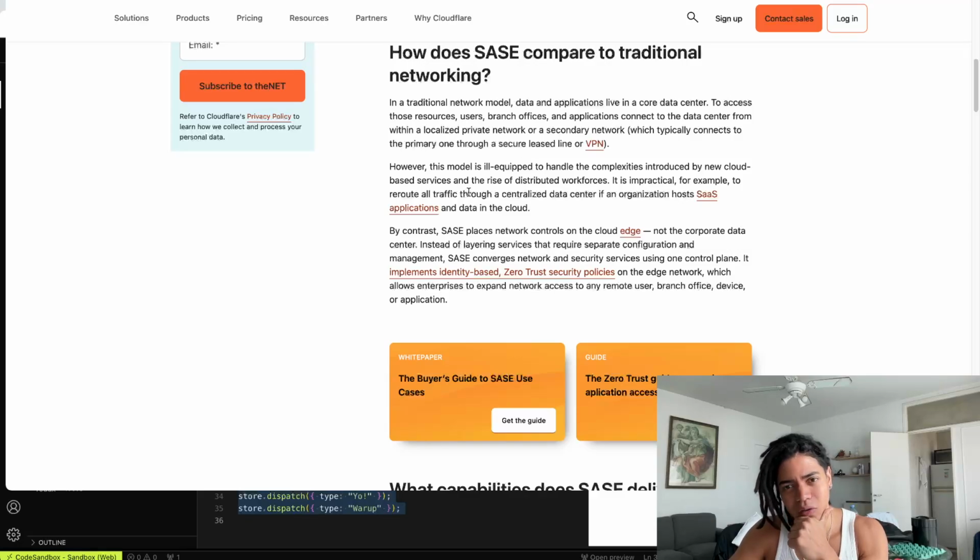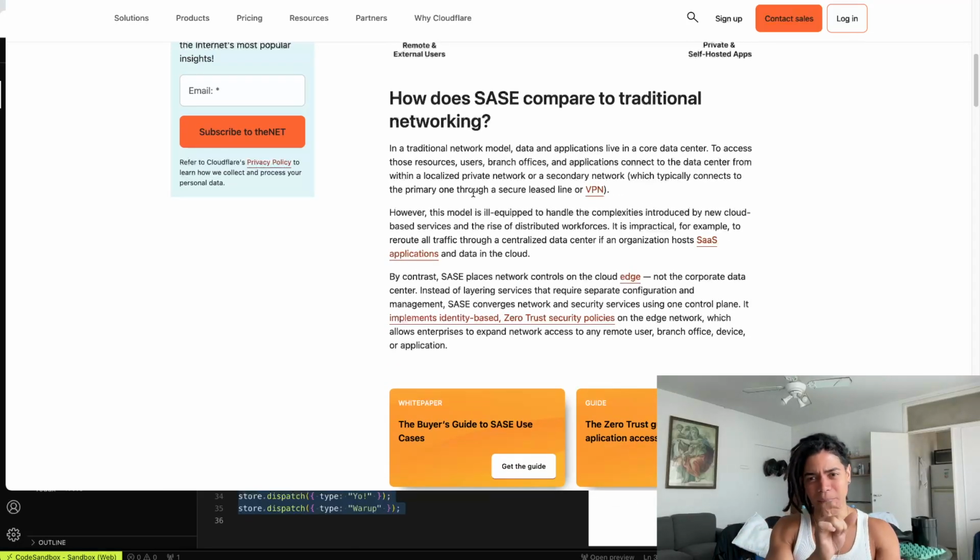Okay, so SASE is now combining the network and security service.